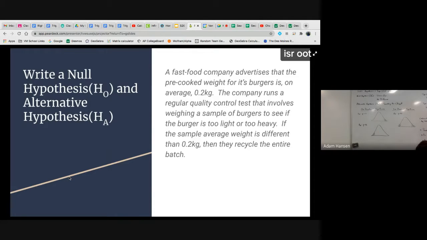Hopefully our cheeseburgers still weigh 0.2 kilograms. We're going to take a sample and see if it's anything different for our alternative hypothesis. Hopefully it's not. Hopefully we're not making them too small or too heavy. We don't want to give away too much product for free. Null hypothesis: assume the cheeseburgers still weigh 0.2 kilograms and test to see if they weigh anything different, either too much or too little. Test to see if they no longer weigh 0.2 kilograms.